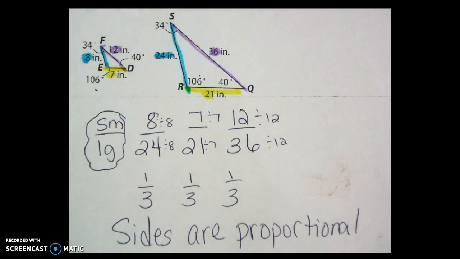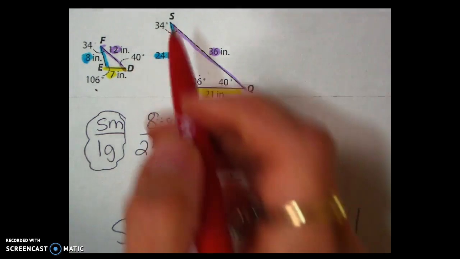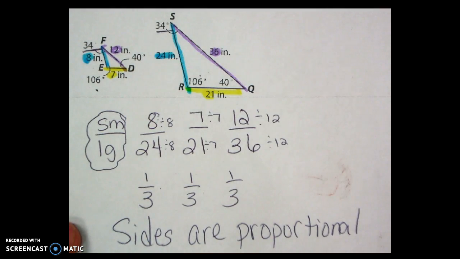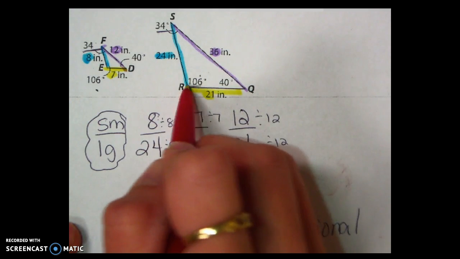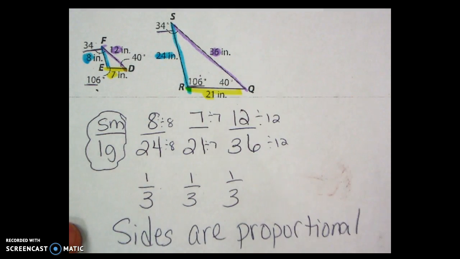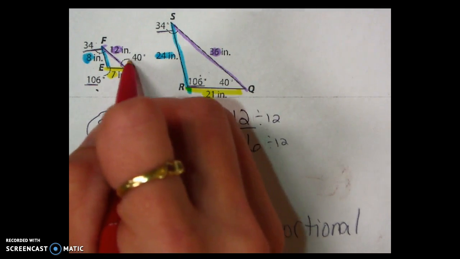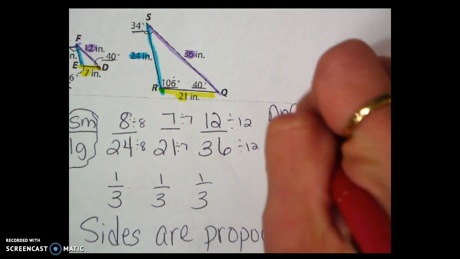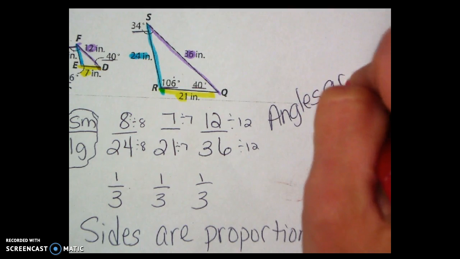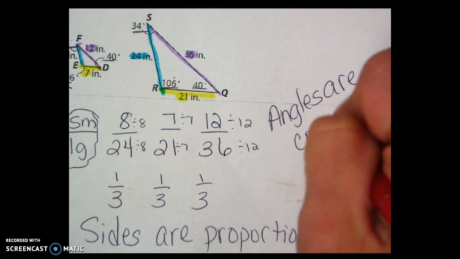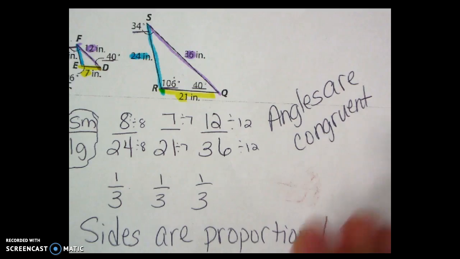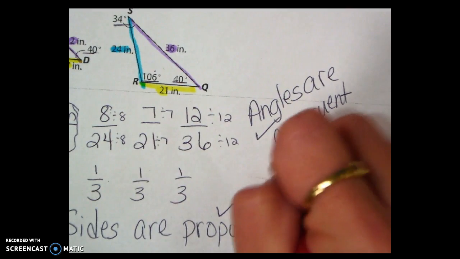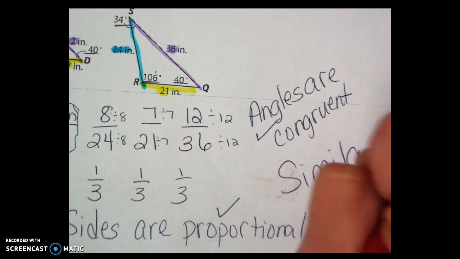And then I need to look at the corresponding angles. So this top angle is 34, this top one is 34. The bottom left is 106, this bottom left is 106. Bottom right is 40, bottom right is 40. So the angles are congruent. So since it fits both of these two criteria, they are similar figures.